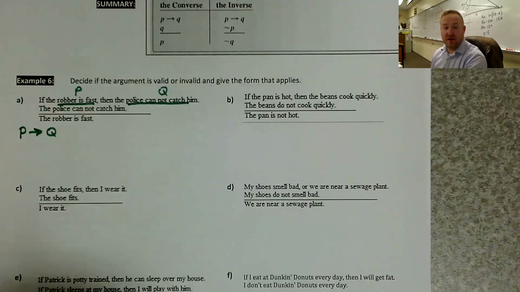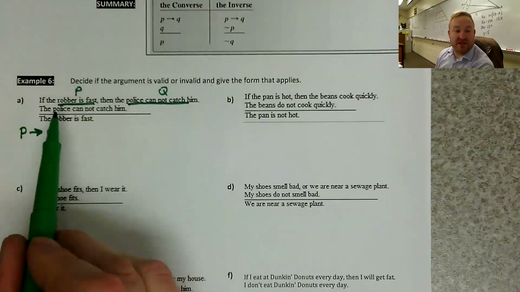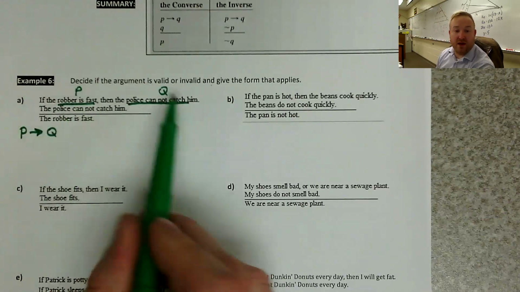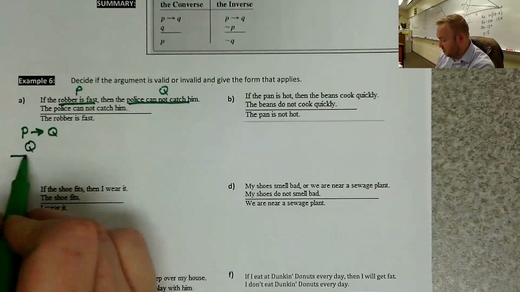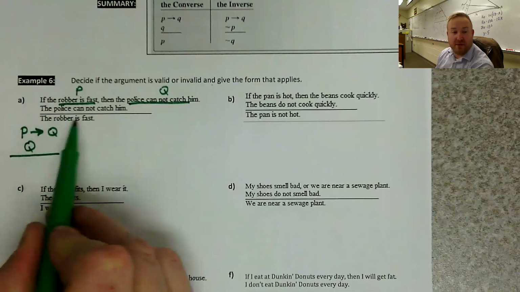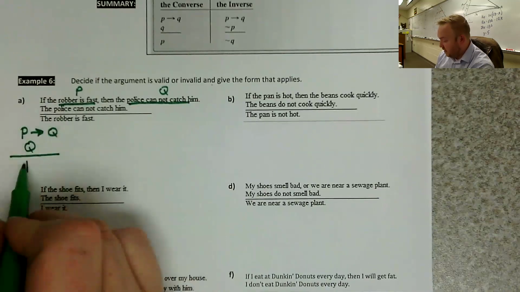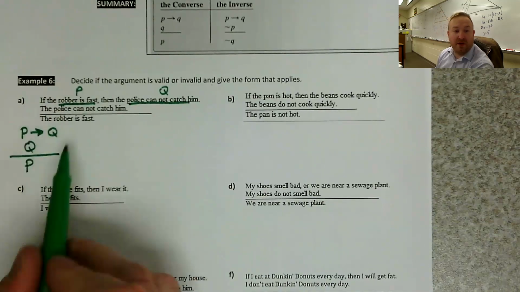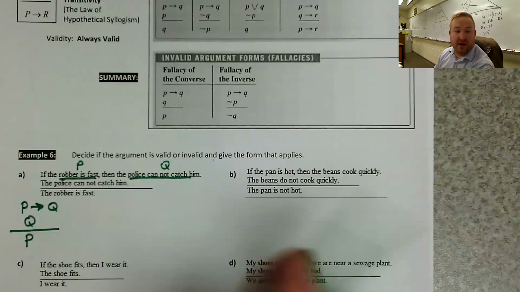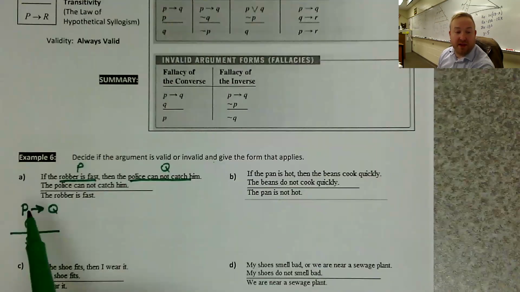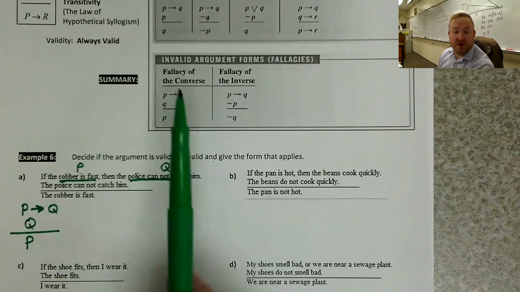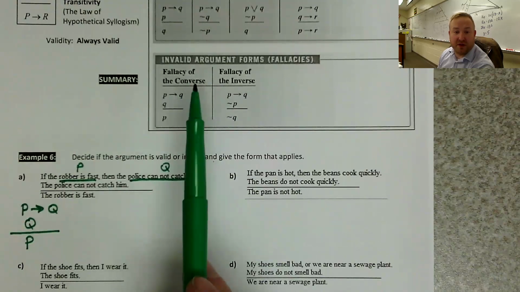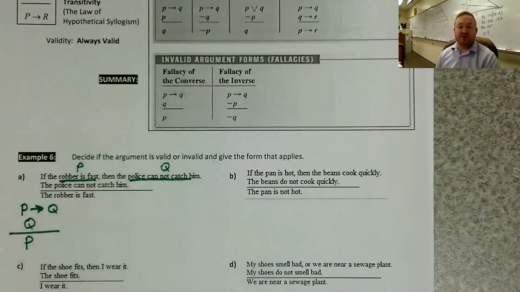So that's a conditional. See that the next premise, the police cannot catch him. Well, that was Q. That was the Q statement. So my next premise is Q. And then my conclusion, the robber is fast. Well, that was P. All right, so here's my argument represented symbolically. And if I look up here, I notice that P implies Q, and then Q concluding with P looks like this argument pattern here. So this is a fallacy of the converse, which means that this is an invalid argument.